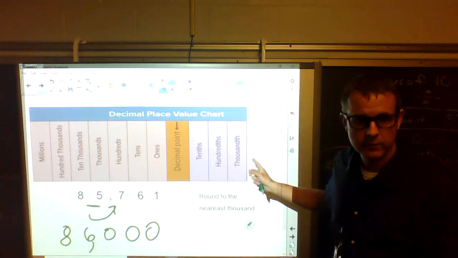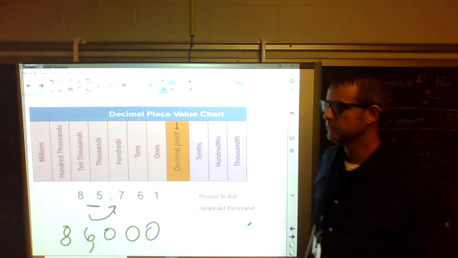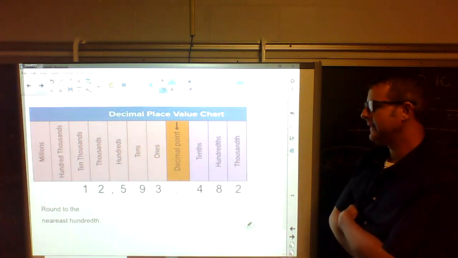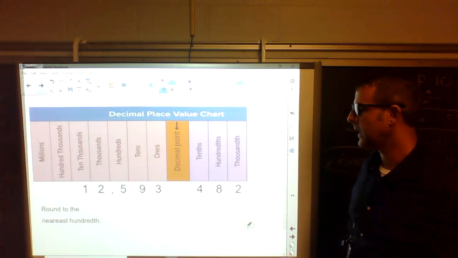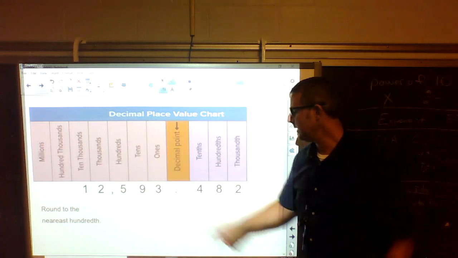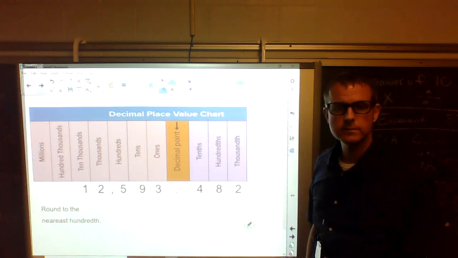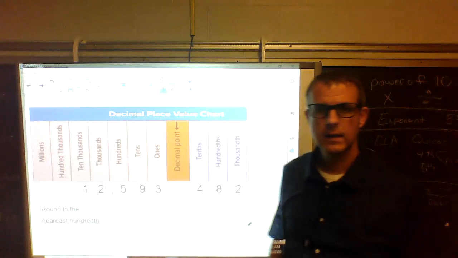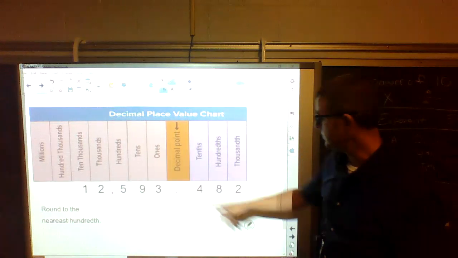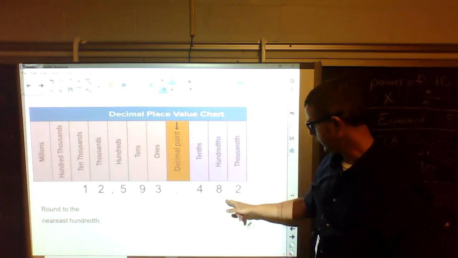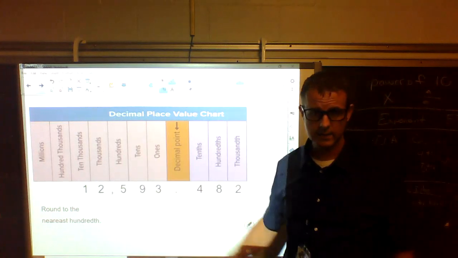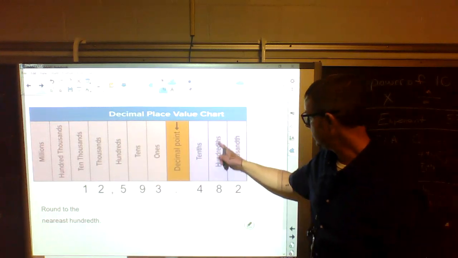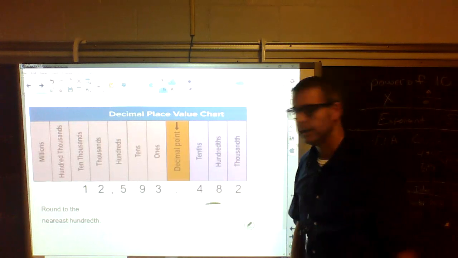So now we're going to do one after the decimal: tenths, hundredths, thousandths. Exact same process. So our number today for this one is 12,593.482. That's our number. And it tells us we're going to round to the nearest hundredth. Now I know some of you are still memorizing this, but after the decimal, we have tenths, hundredths, thousandths. It's telling us we're rounding to the nearest hundredth. So we just go to the hundredth column and underline it. So I'm going to go to my hundredth column, and I'm going to underline it.